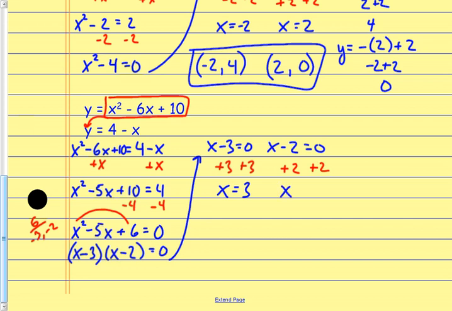And now I'm not done. I need y values to go with each of those x values. And again, I'm going to take it from the linear equation. I'm going to use this linear equation. It's always easier to plug into the linear equation. 4 minus x, my first x value is a 3. So when I subtract that, that gives me a 1. So it's the ordered pair 3, 1 for this first x value.